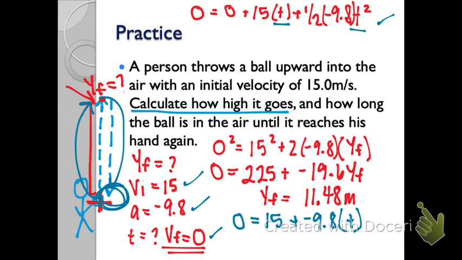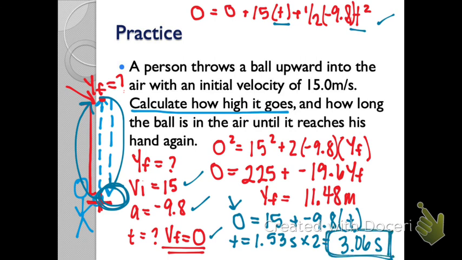So I take negative 15 divided by negative 9.8, and I get a time of 1.53 seconds. But is that my total time? No, since I said v final was 0, that's only the time to its peak height, so I have to multiply that by 2. Which means I think it took me a total of 3.06 seconds for it to come up and then hit my hand again.